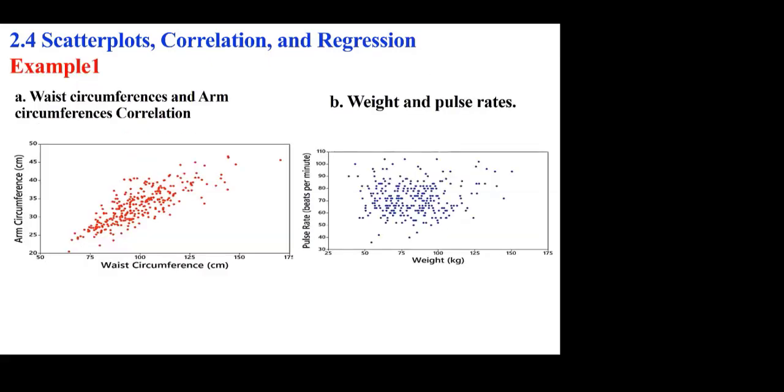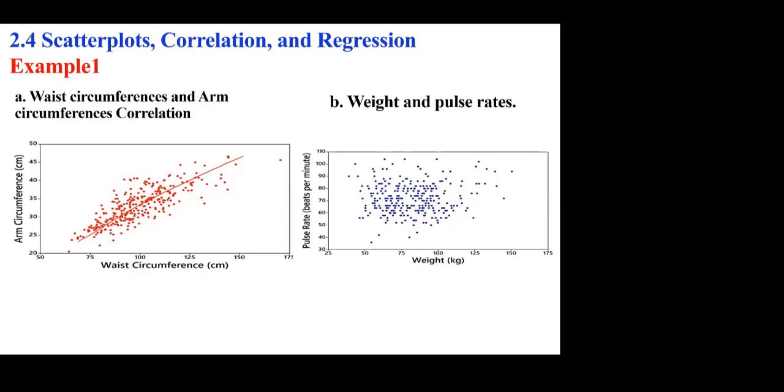All right, so when we look at this example, look at the first one and look at the second one. The first one is dealing with the circumferences of the waist versus the arms. And the second one, weight and pulse rates. Now, clearly, there seems to be something going on here, some sort of a linear correlation in the first case, part A.